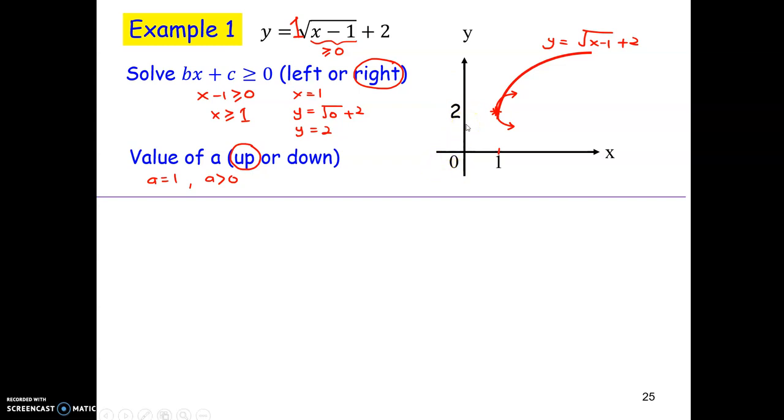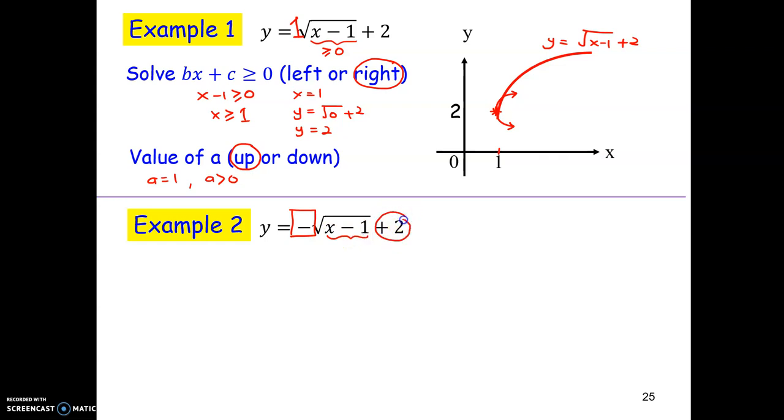So let's go to the second example. This is almost similar to the first one, except that now I don't have positive 1, but I will have negative 1 in front here. Basically, the number behind is similar.